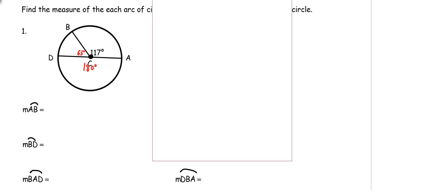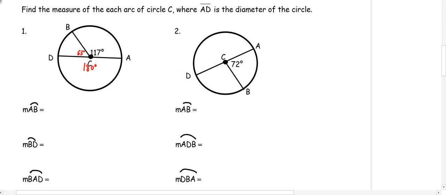So now we can find our measures. If we have the central angle of 117 degrees, then the arc of AB also has to have the same measure, so 117 degrees. The arc of BD is intersected by this central angle, which is 63 degrees. And then our last one is BAD. So B all the way to A to D includes this semicircle and this arc right here. So we're going to add those together, 180 plus 117, which will get us 297 degrees.